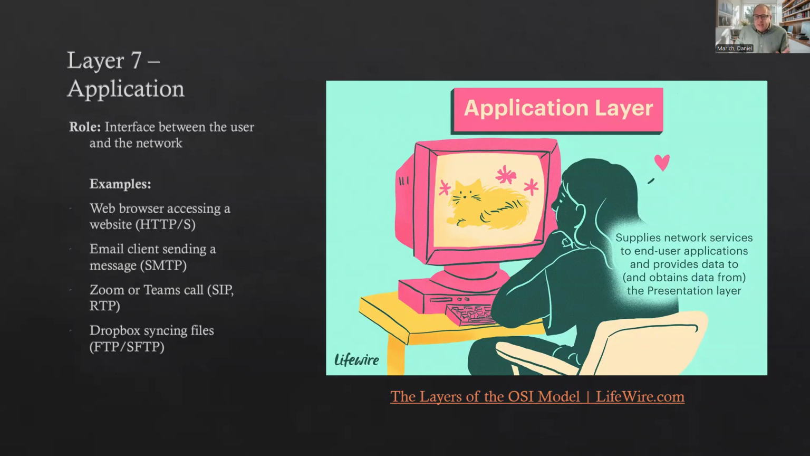So HTTP and HTTPS for web browsing. For email, we have SMTP. For Zoom, we use SIP or RTP, real-time transport protocol. I think I got that right. FTP, file sharing, and secure file sharing. Each of these protocols ensures that application data is properly formatted, transmitted, and received between the systems. So layer 7, of course, is essential to building applications that communicate across networks.